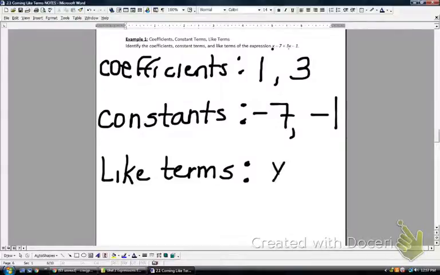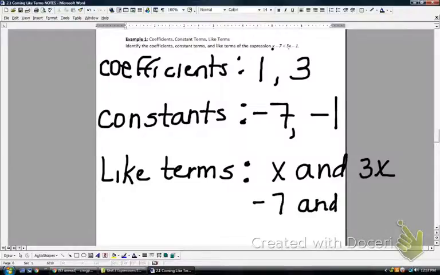So I have an x and 3x. Those both have x's in them, so they are like terms. Then I have -7 and -1. Those are also like terms. They're like terms because they have no variable.